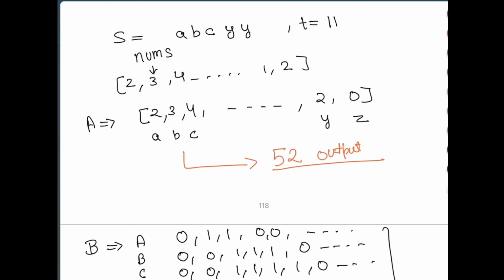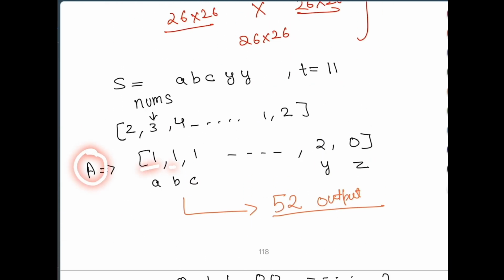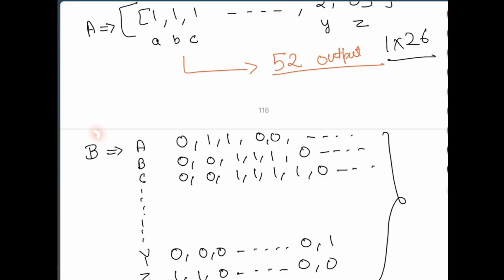So let us understand this. This A is going to be equal to 1, 1, 1, 2, 0. 1 A, 1 B, 1 C, then you have 2 Y and 0 Z. 1 A, 1 B, 1 C, 2 Y, right? So basically this is the count and this will be a two-dimensional array of size 1 by 26. Alright. Next is to create a two-dimensional array B of size 26 rows, 26 columns.